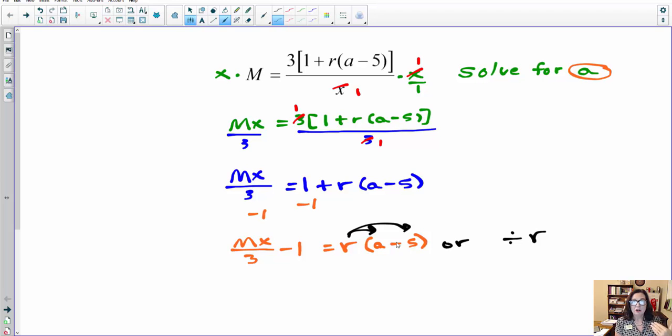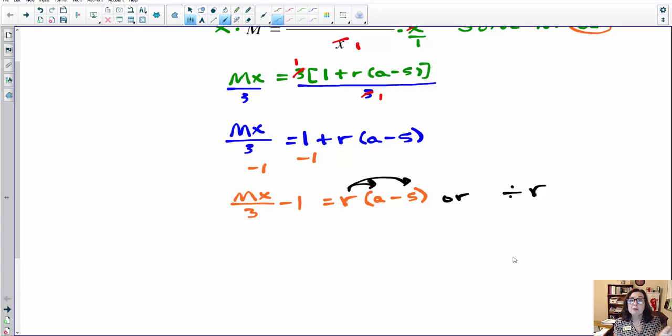So I think part of pre-calculus, as we head toward a calculus mindset, is this ability to think of different approaches and how they are all correct. So, hey, you're just so smart, you've got to be able to process all these things together. All right, so we have mx divided by 3 minus 1 is equal to r times a is ra, r times minus 5 is minus 5r.